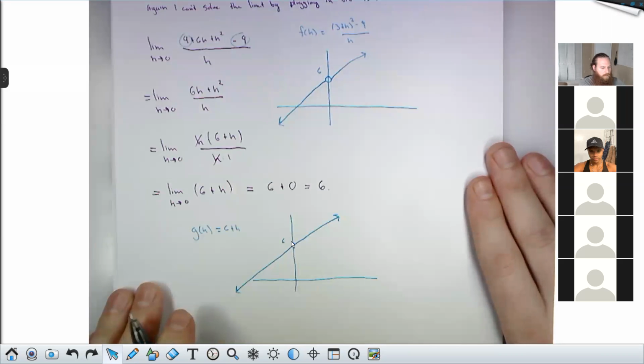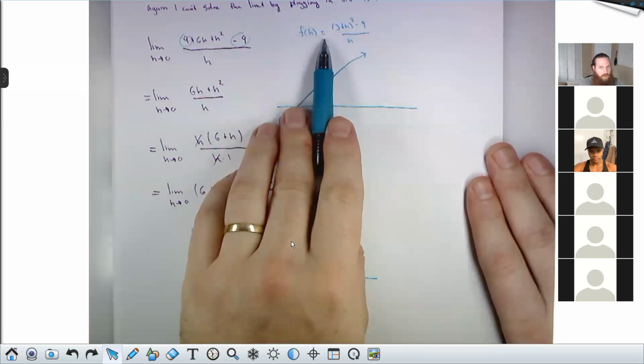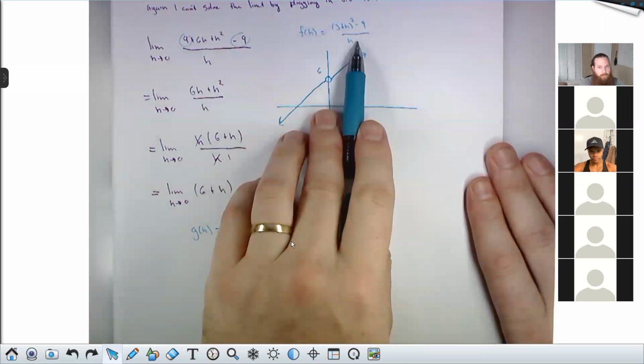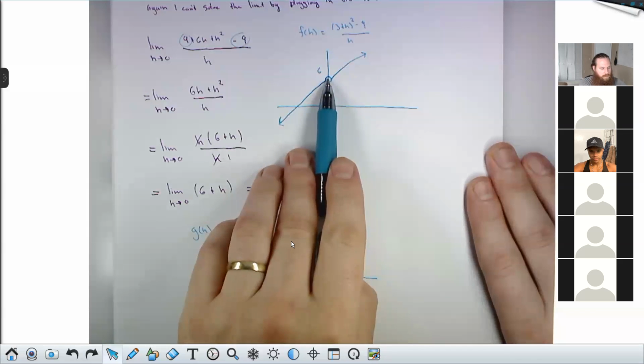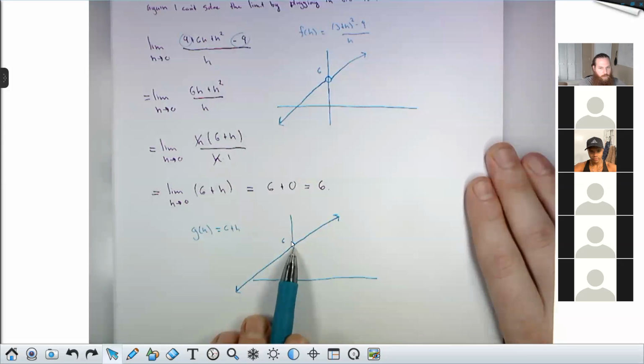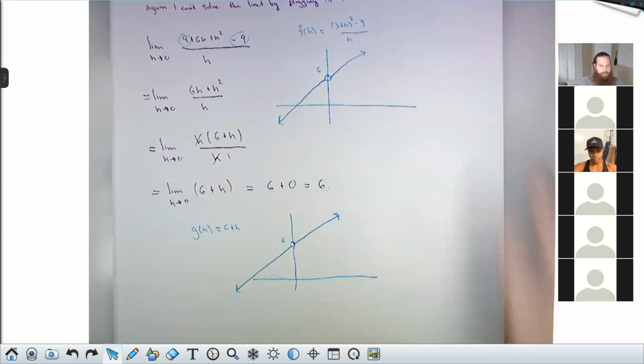So while I can't calculate this limit, the limit as h goes to 0 here, algebraically by plugging in, looking at the graphs, you can see that that limit would be 6, which is the same as the actual y value on the graph of the canceled version. And that's the magic behind this algebra.